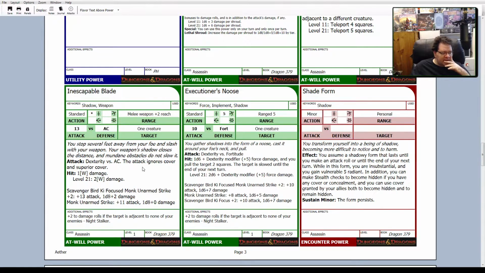The reason that this one is a plus 13 and this one's a plus 10 is this one is just an implement thing, so it's technically only using my Scavenge Bird Key Focus. It doesn't get any benefit from the Unarmed Strike, while this one is a weapon attack, and my Unarmed Strike, whenever I would use it, would give me a plus 3 to attack rolls. That was one of the less nice things about 4th edition, was there was a lot of modifiers.